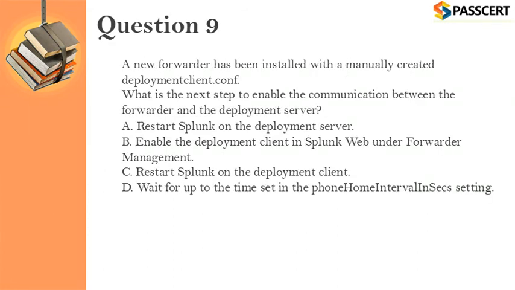Question 9. A new forwarder has been installed with a manually created deployment client.conf. What is the next step to enable the communication between the forwarder and the deployment server? A. Restart Splunk on the deployment server. B. Enable the deployment client in Splunk Web under forwarder management. C. Restart Splunk on the deployment client. D. Wait for up to the time set in the phone home interval in deploymentclient.conf settings. Answer: A.